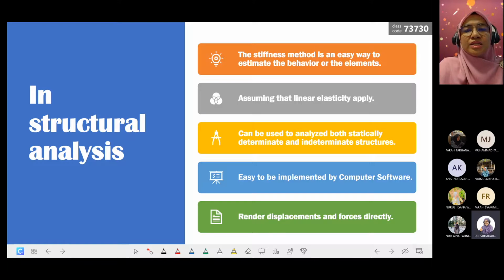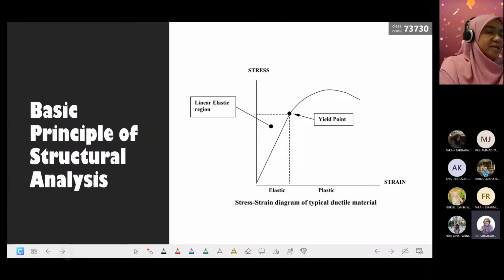Another advantage of using stiffness method is that we can get displacement and forces directly. But we have to have displacement first in order to determine forces. Displacement is behavior. Without displacement, we cannot determine forces. Forces including reaction at the support as well as member forces in the truss system. Okay, so this is the basic principle of structural analysis.